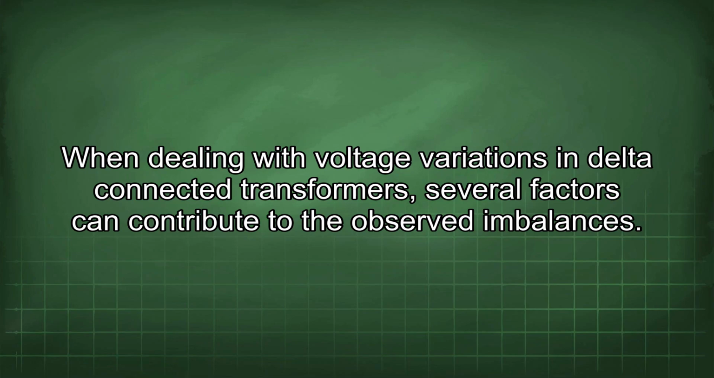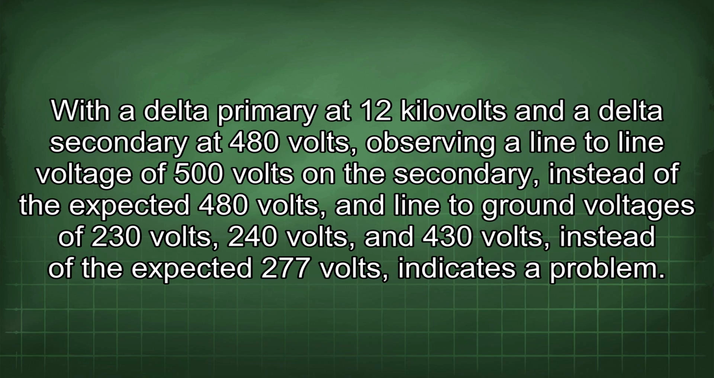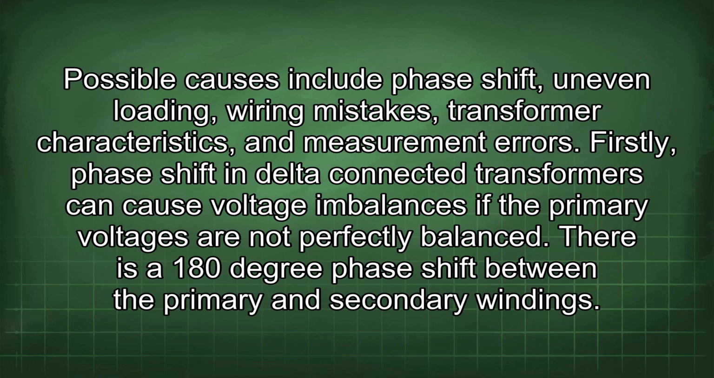When dealing with voltage variations in delta-connected transformers, several factors can contribute to the observed imbalances. With a delta primary at 12 kV and a delta secondary at 480 volts, observing a line-to-line voltage of 500 volts in the secondary instead of the expected 480 volts, and line-to-ground voltages of 230 volts, 240 volts, and 430 volts instead of the expected 277 volts, indicates a problem. Possible causes include phase shift, uneven loading, wiring mistakes, transformer characteristics, and measurement errors.